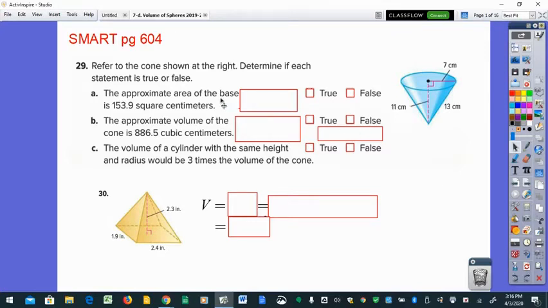Okay, so the first one is asking for the area of the base, and the base of a cone, it's upside down right now, but it's a circle. So the area of the circle is pi r squared. So if we were to put that radius in, it would be pi r squared, and if you take 7 squared, it's 49, and 49 times pi will give you approximately 153.9 square centimeters. That's area, just the area of the circle.